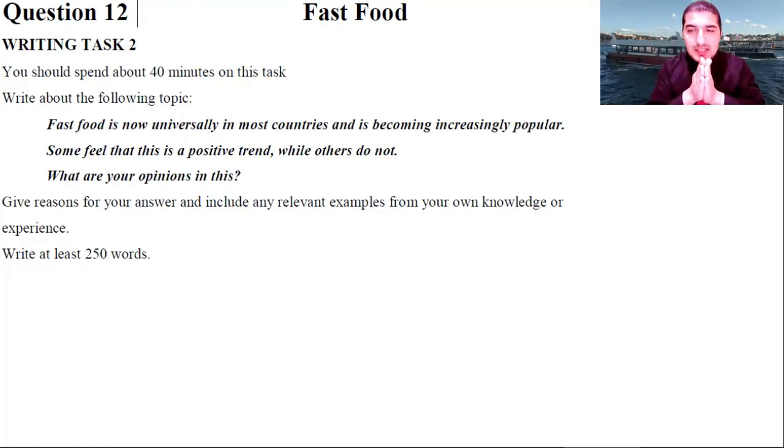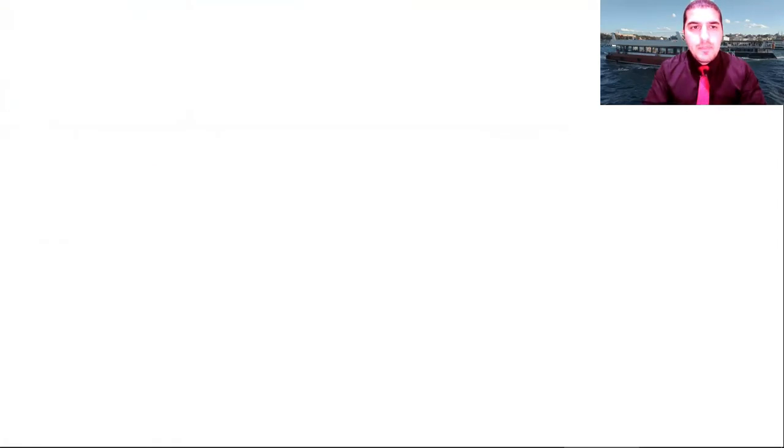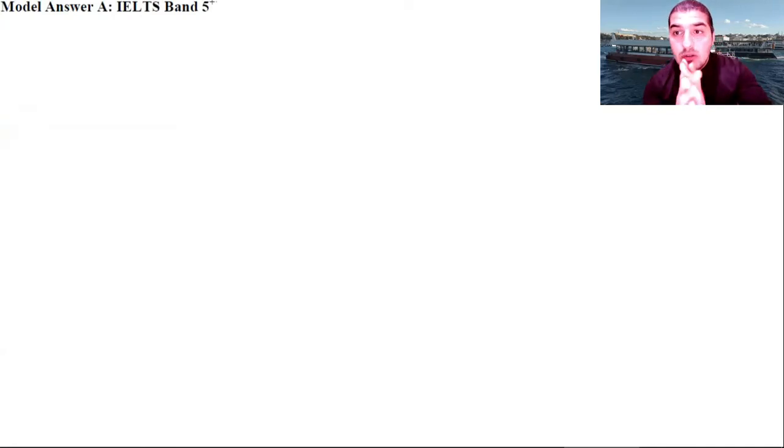Now first, let's get to the sample answers and see what's going on. Model answer A, IELTS 5+. When it's 5+, 6, and so on, it means that you are loyal to the format. For example, you know how to write an introduction, you know how to write a main idea and support it with supporting facts or events, and write a conclusion. So what's missing there? Let's read and find out together.